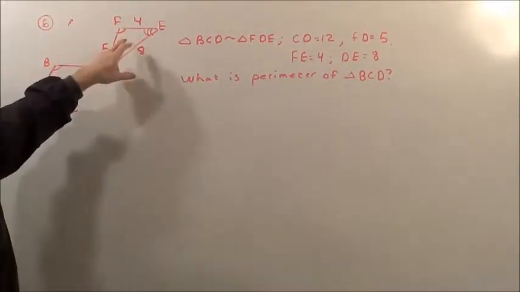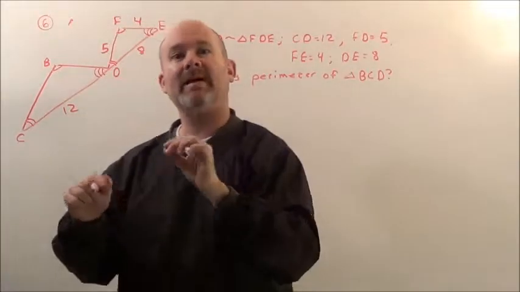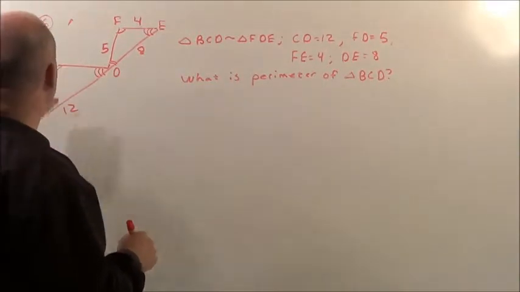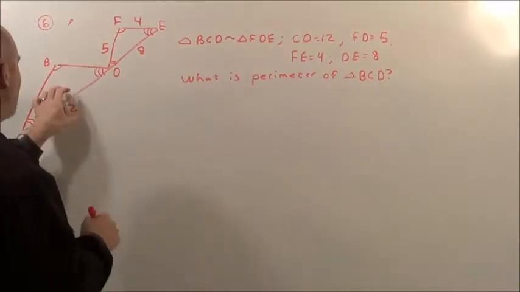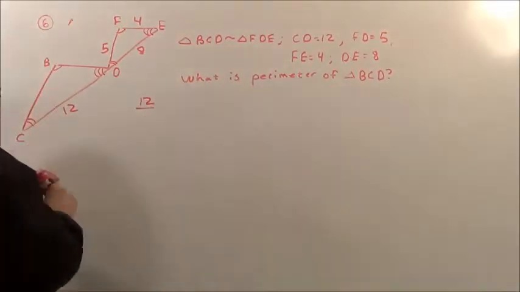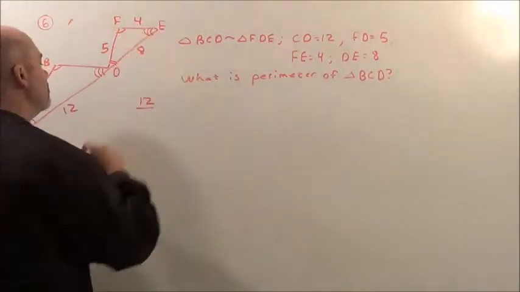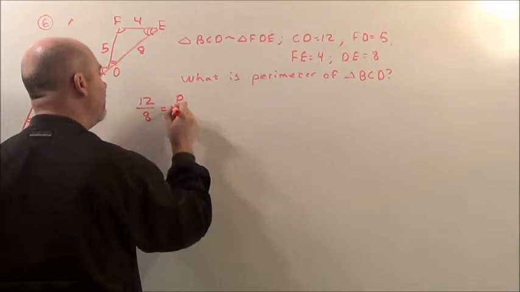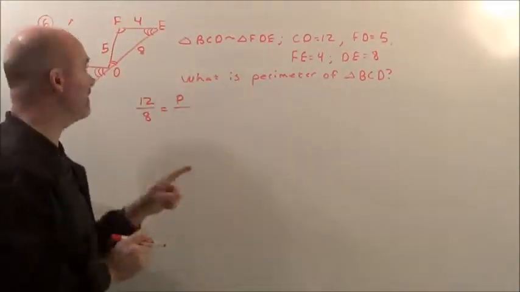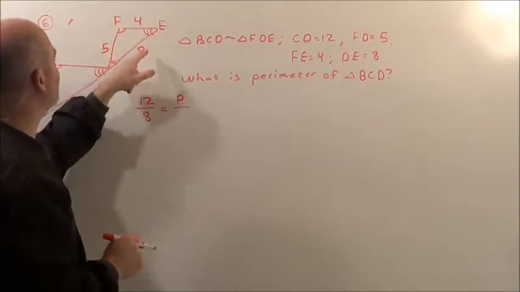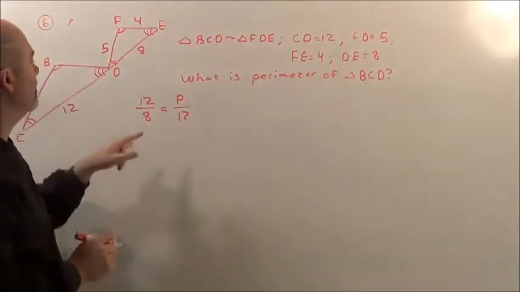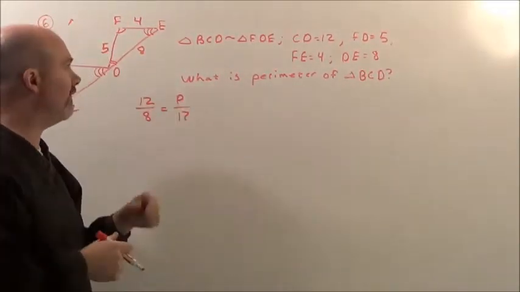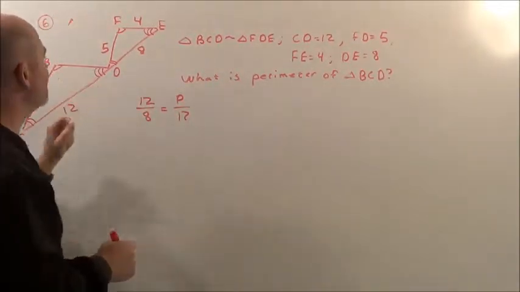Well, I know that since the two triangles are similar, their side ratios will be the same as their perimeter ratios. So I want to look at this side. What side do I have here? I have 12. Which side does 12 correspond to? In this case, 12 corresponds to the 8. So 12 corresponds to the 8, just as this guy's perimeter, which I'm trying to figure out, corresponds to this guy's perimeter. This guy's perimeter is 5, 4, and 8. That's 17. So I now have it, and all I have to do is the means extremes, or the cross product, and solve for P. And I'll have the perimeter of BCD.